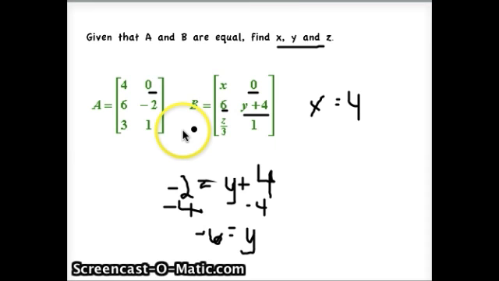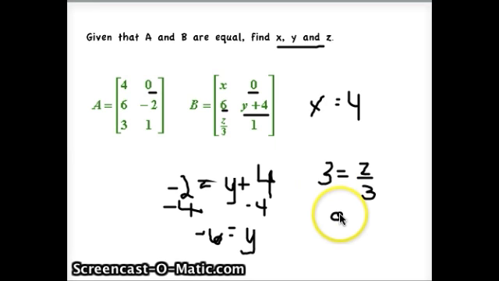All that's left is the z, and we know that 3 should equal this. So we have 3 equals z over 3. Remember that the opposite of dividing is multiplying, so we're going to multiply each side by 3, and we'll get 9 equals z. Okay, so the rule of equality of matrices can be used to solve for the variables within the matrix.